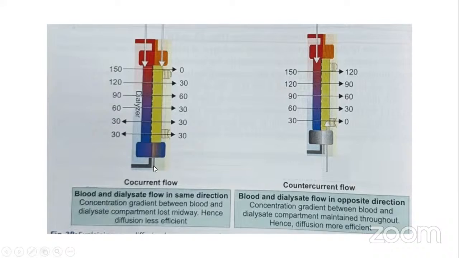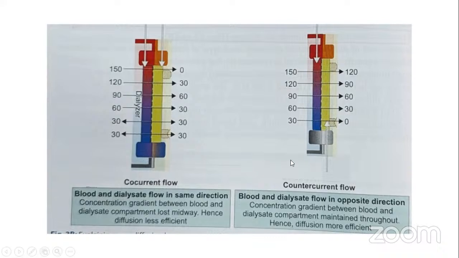So how does co-current flow help? Here we can see the concentration differences, where the blood as well as the dialysate flow in the same direction. You can see the concentration difference. After a certain distance, the concentration difference will be minimal and there won't be any further exchange. So the clearance will be less in co-current flow.